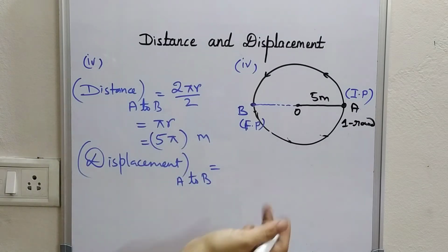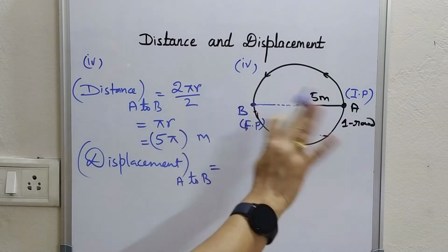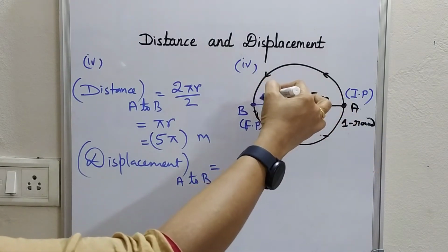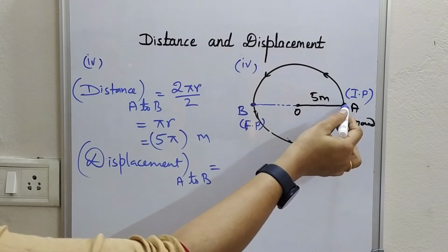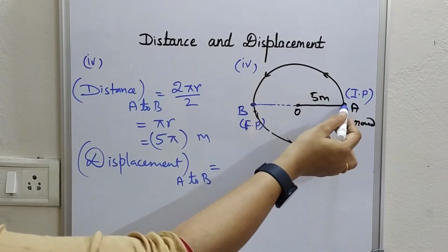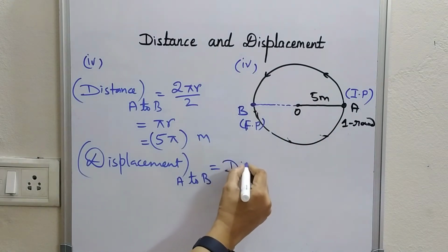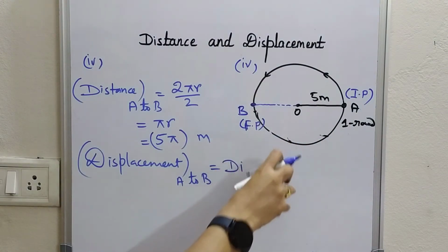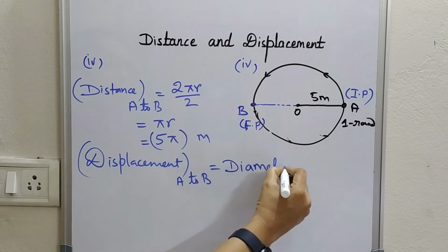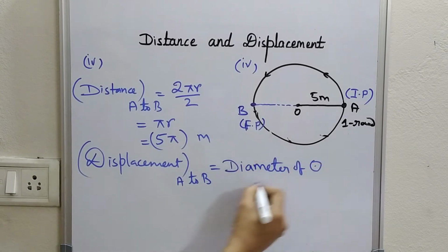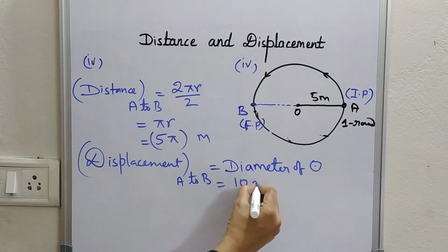Displacement is the shortest distance from initial position to final position, irrespective of the path covered, but specific about direction. So displacement is the shortest distance. The shortest distance from A to B is the diameter, because the body covered a semicircle. So the shortest distance is going to be the diameter of the circle. Diameter of the circle is 5 plus 5, or 2 times 5, that is 10 meters.